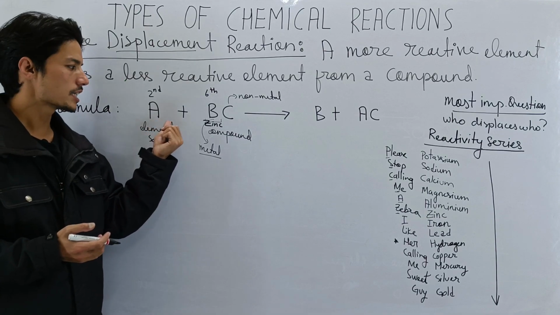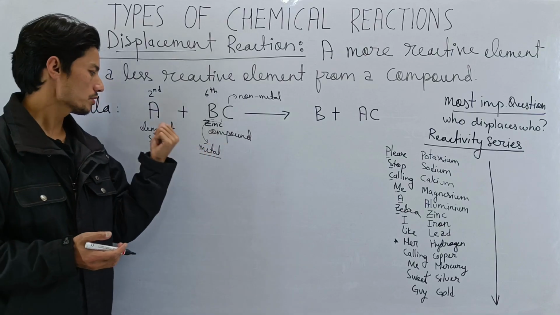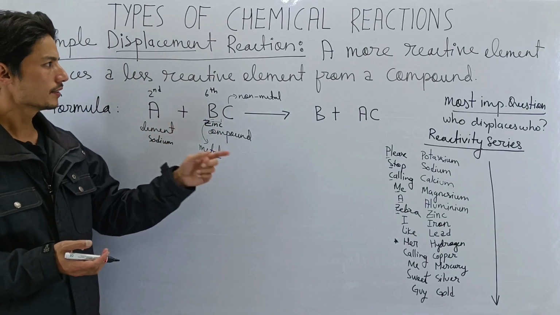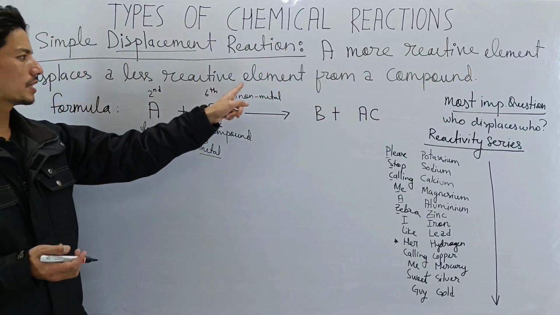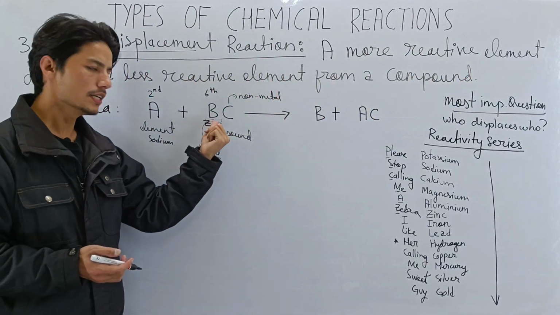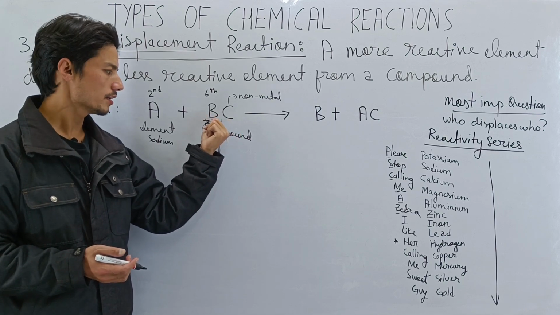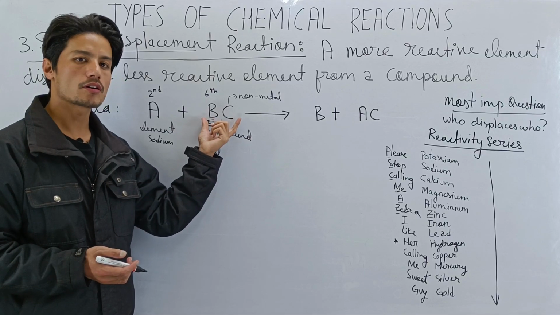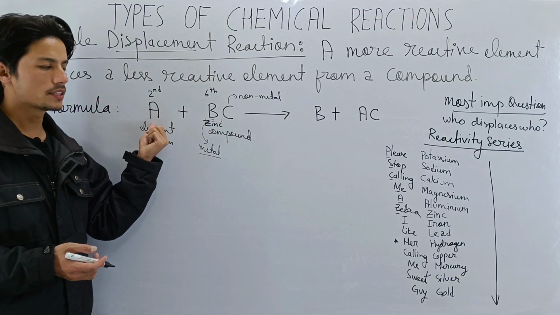So A can displace B. How is A able to displace B? Because A is more reactive than B. So a more reactive element displaces a less reactive element from a compound. B is in a compound state with C. B and C together, they are a compound. A is an element. A is more reactive than B.